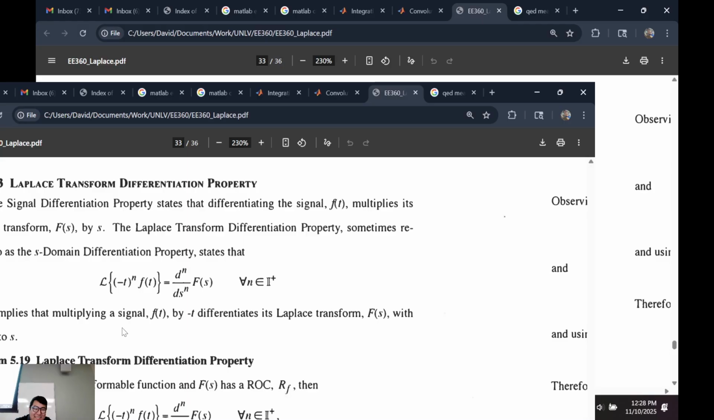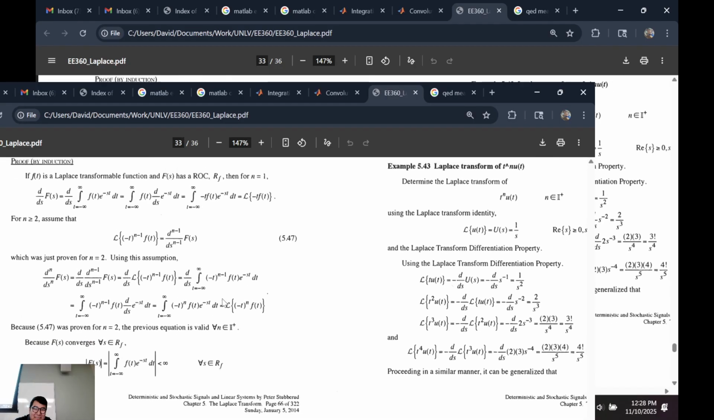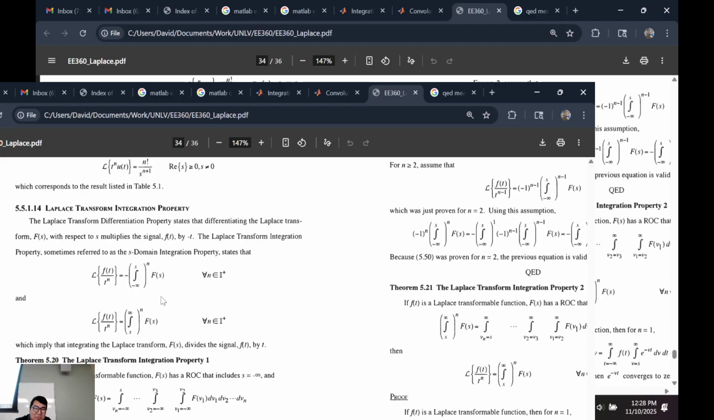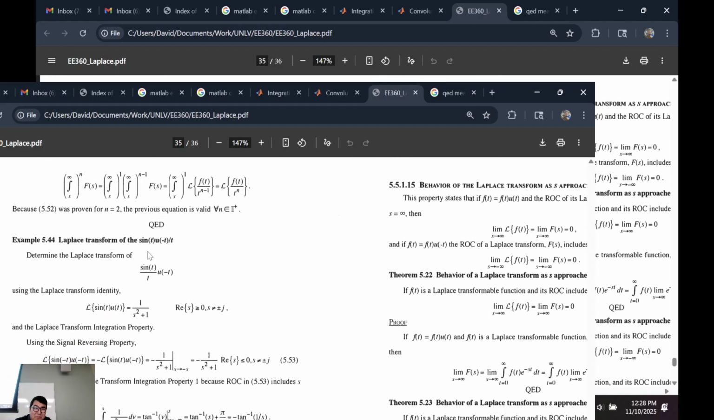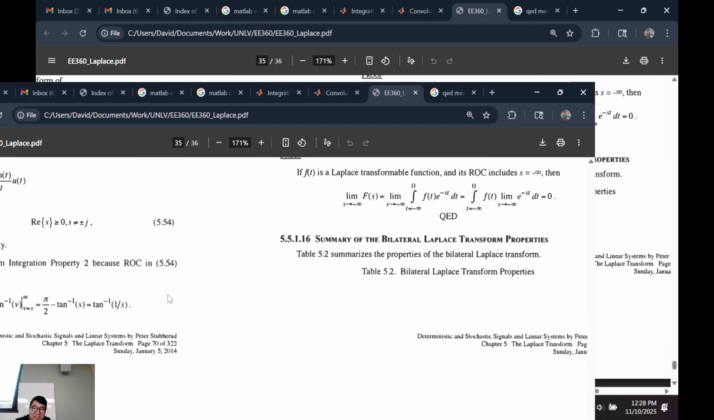What tarnation is this? Let's see. Because I want to go over some cool stuff. Integration property. Whoa. Yeah, there's a lot of notes, y'all. Let's see. Laplace transform of this. No, I don't like these notes.